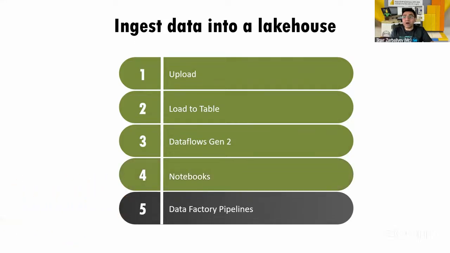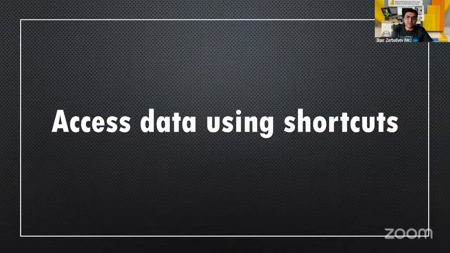Notebooks use Spark to ingest, transform, and load data programmatically. And Data Factory pipelines move data from external sources using the copy activity. Choose your loading pattern based on your needs. Load raw files into the files area for staging or load directly into tables when the data is already in a supported format.